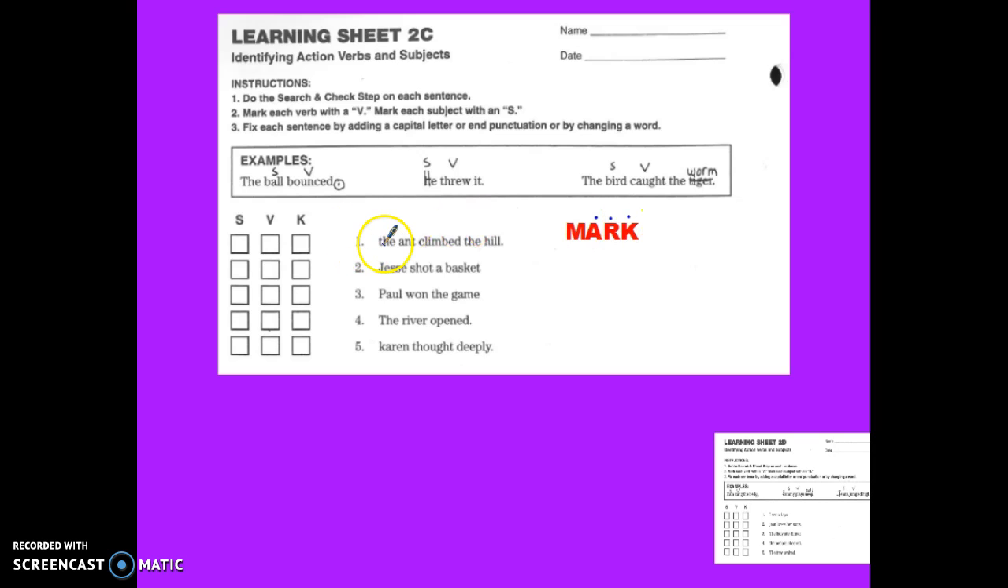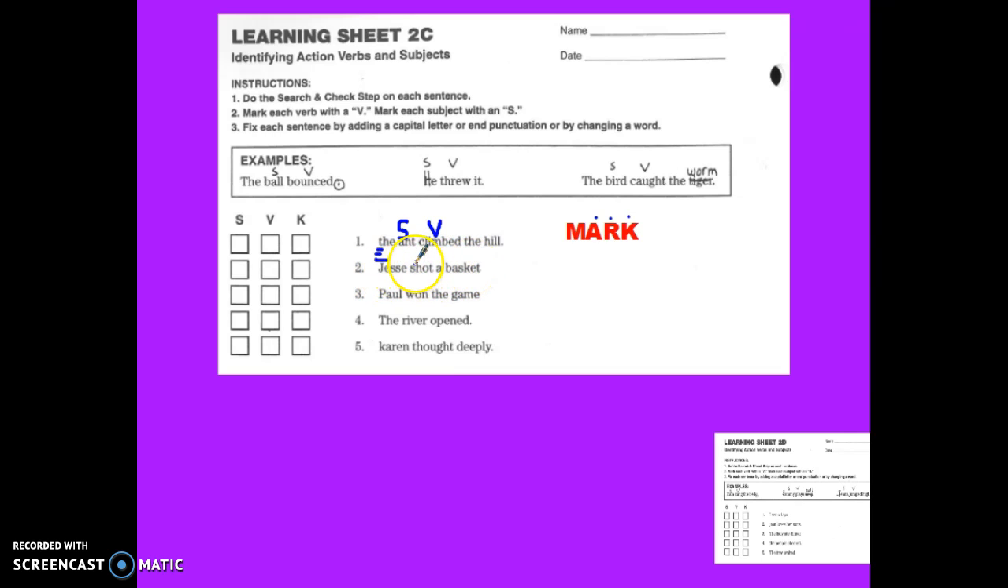Okay, let's correct here. Number 1, the ant climbed the hill. A, is there a verb? Yep, it is climbed. Root out the subject. Who or what climbed? The ant climbed. K, key in, beginning. We need 3 lines, or a capital T on the. End, it has a period. Does it make sense? The ant climbed the hill. Yes, it's good.